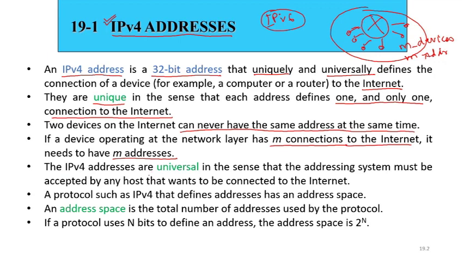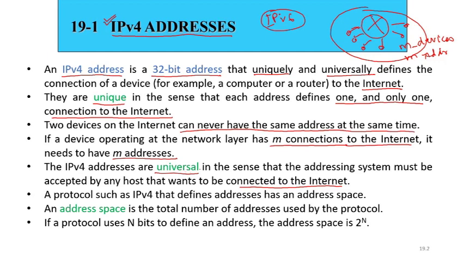The IPv4 addresses are universal in the sense that the addressing system must be accepted by any host that wants to connect to the internet. If anyone wants to connect with the internet, it has to accept the IPv4 addressing system. That's why it is unique and universal.